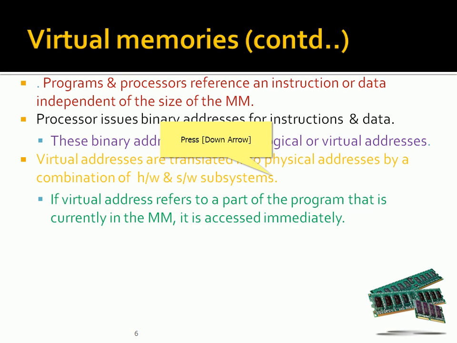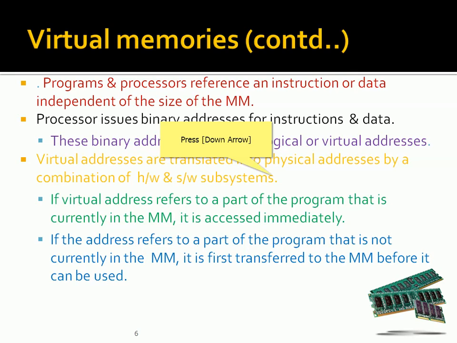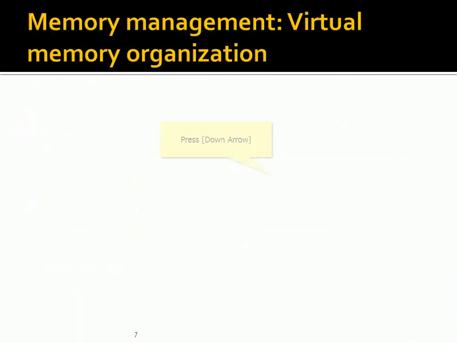If virtual addresses refer to part of the program that is presently in the main memory, the processor will talk to the main memory. It is currently available in main memory, so it is accessed immediately. If the address refers to part of the program that is not currently in the main memory, it is first transferred to main memory before it can be used.